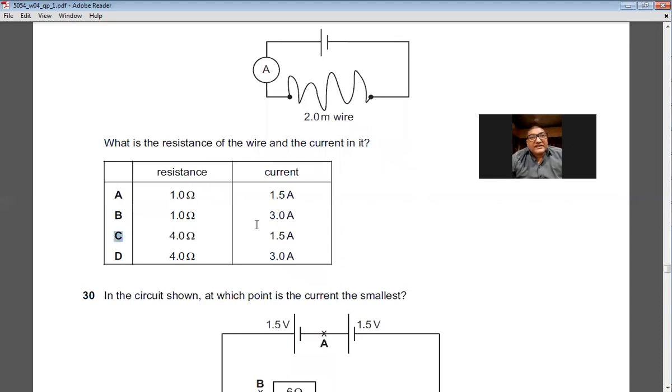So I think C is the best. The resistance will become double, the current coming from the battery will become half, because when the resistance doubles, the current halves. So I think C is the right choice. Question number 29, C is the right answer.